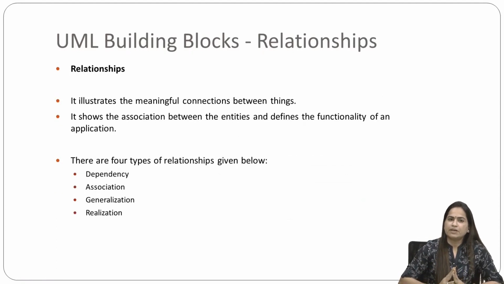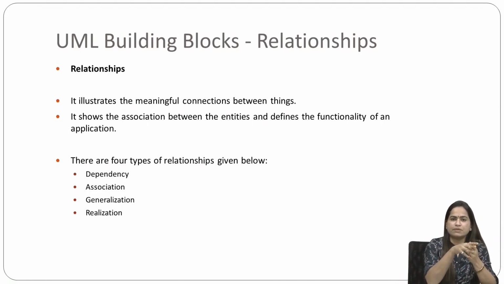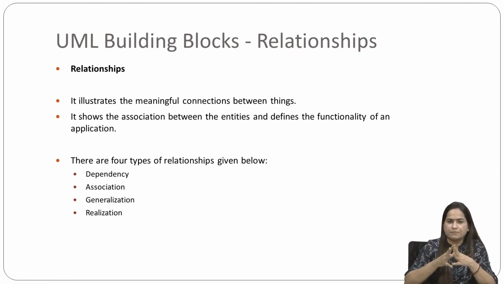Then after that we have relationships. When we talk about relationships, they show the association between the entities and define the functionalities of an application. We have four types of relationships: dependency, association, generalization and realization.